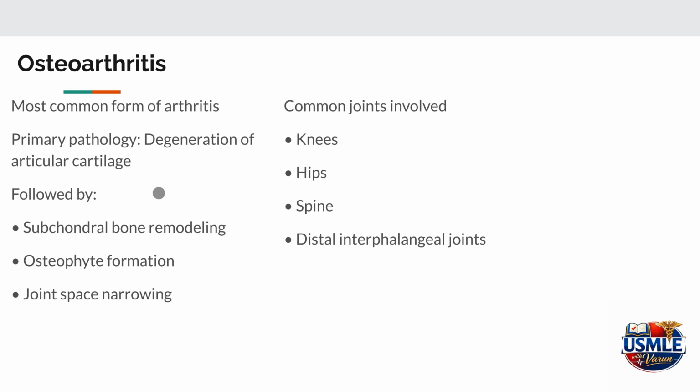Osteoarthritis is the most common form of arthritis worldwide. The primary problem in osteoarthritis is degeneration of the articular cartilage. As the cartilage gradually breaks down, the underlying bone becomes exposed. This leads to several secondary changes, including subchondral bone remodeling, formation of osteophytes, and narrowing of joint spaces. The joints most commonly affected are the hips, knees, spine, and distal interphalangeal joints of the fingers.